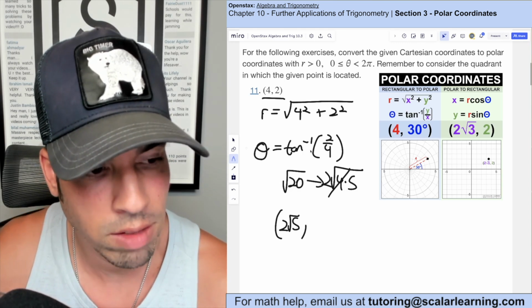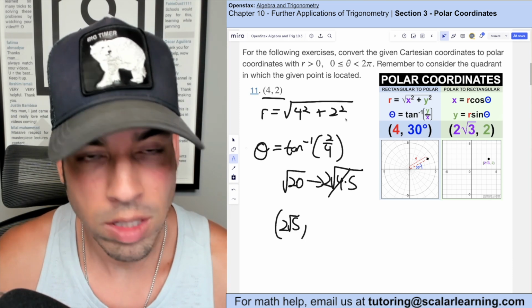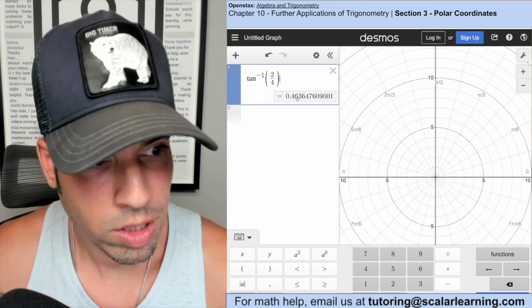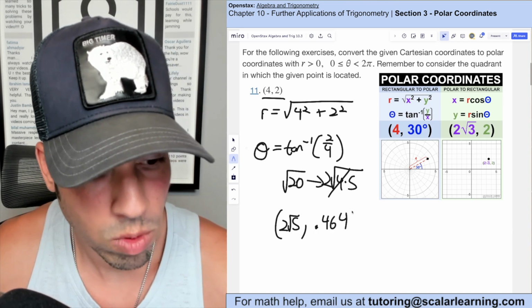Okay, now let's find the theta value. So arctangent of 1/2, we need to calculate that in decimals, so let's do that now. So we get 0.464 rounded to the nearest thousandth. So it'd be 0.464. That's how you do it.